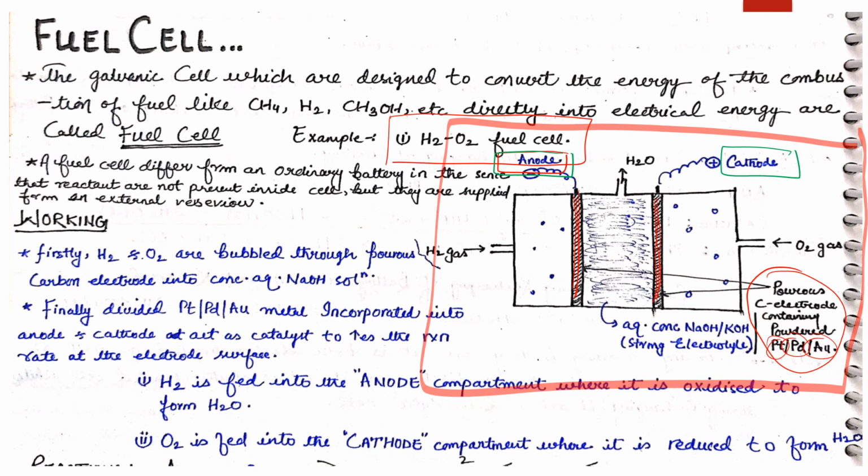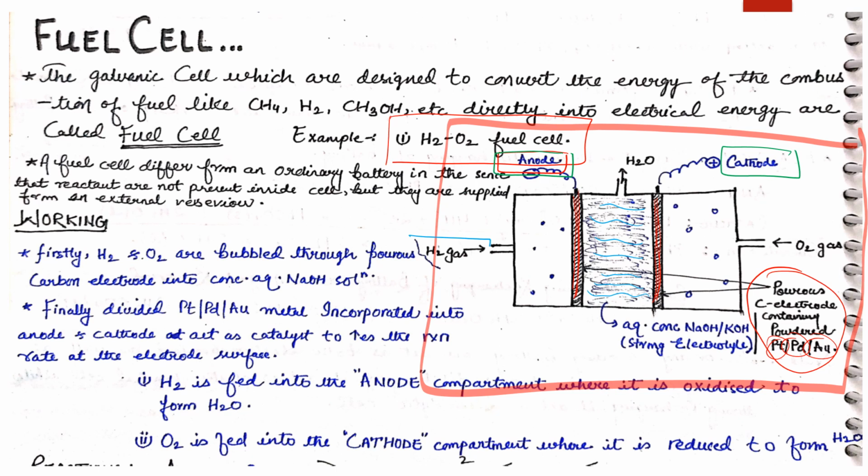The space between the two electrodes is filled with the electrolytic solution, that is concentrated NaOH or the KOH solution. Now it's time to discuss about the working of the fuel cell.